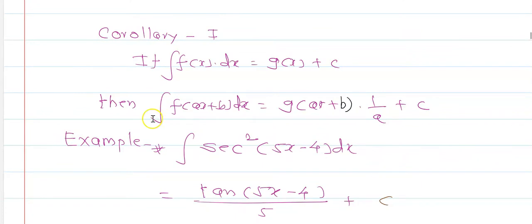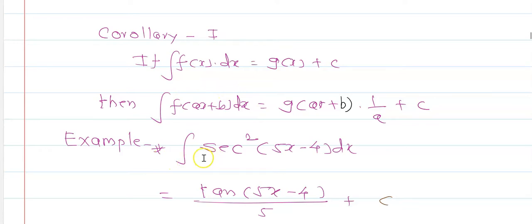Now, by using this corollary, we can get the answer of this question. What is here in the integral? The integral of sec square in bracket 5x minus 4. Now, what is the derivative of tan of x? The derivative of tan of x is sec square x, and therefore the integral of sec square x is tan of x.